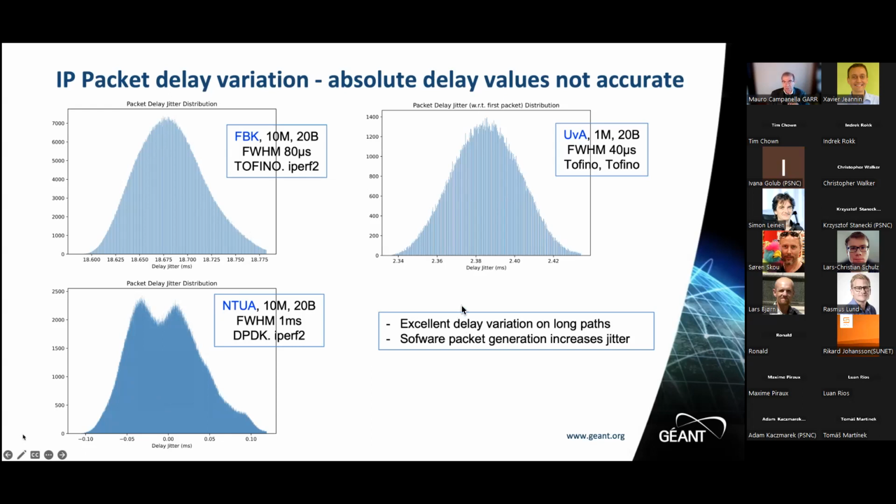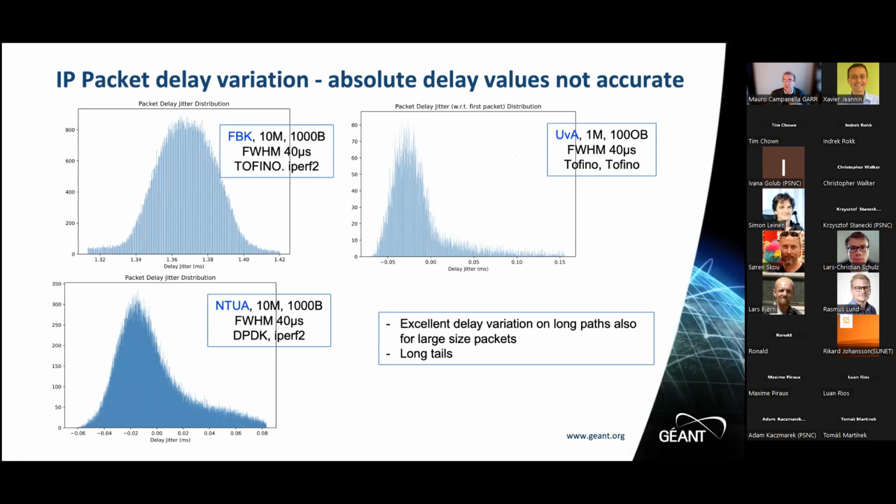To summarize, the measurements at 10 meg, 20 bytes show excellent delay variation on long paths, considering that they are very long paths in Europe. And the software packet generation increases jitter in at least two sites. While if you have hardware packet generation, obviously it cleans up your jitter results a little bit. Then I will move on to another speed capacity.